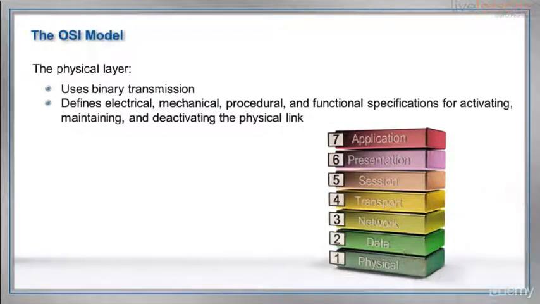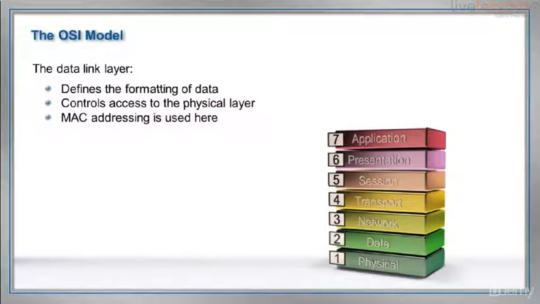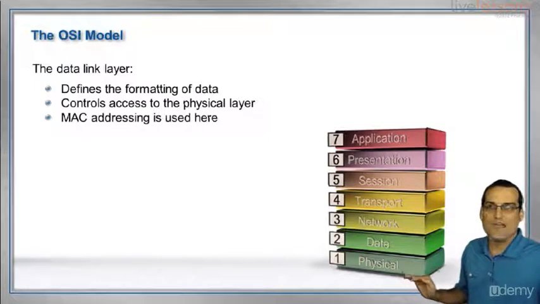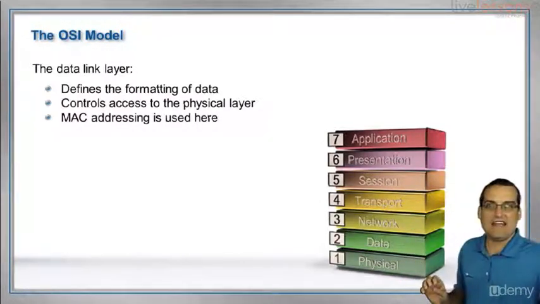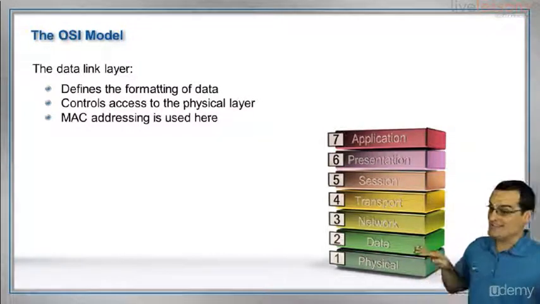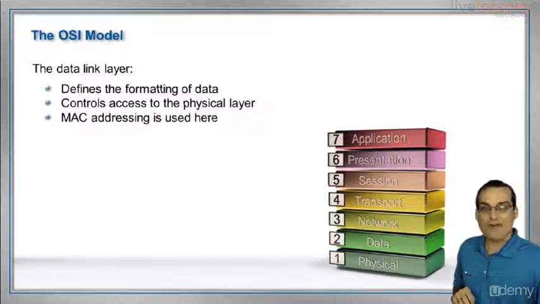Now, as you move up the OSI model, you'll see that the next layer is called the data link layer. Notice that here we're going to start to format data. The data is going to be formatted in such a way that it can be understood by the network layer above and by the physical layer down below. Notice also that it is the job of this data link layer to control access to the physical layer. And it's also the job of this data link layer to start implementing addressing, what we call layer 2 addressing in networking.